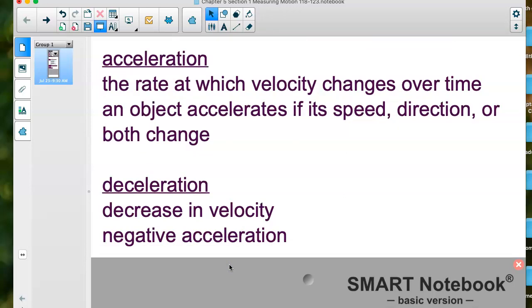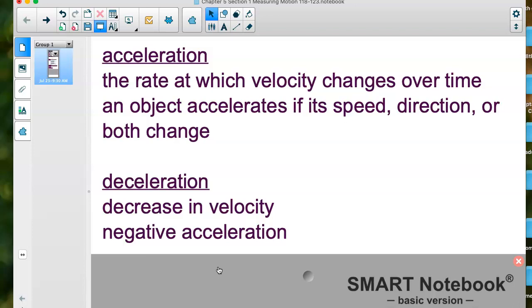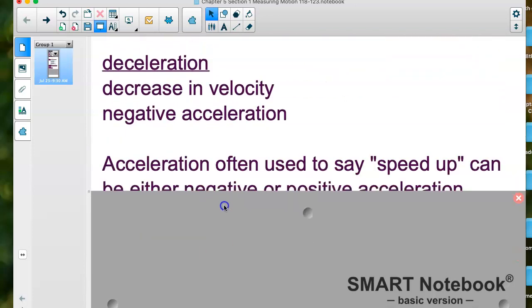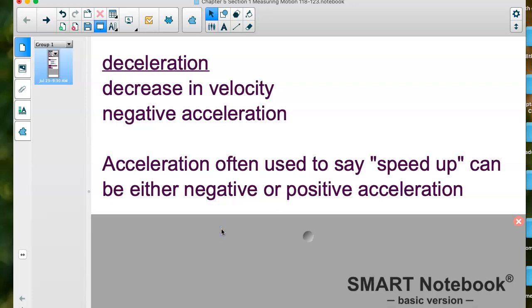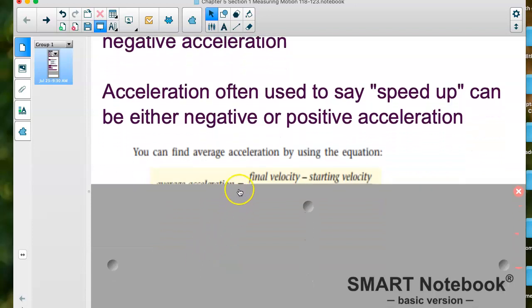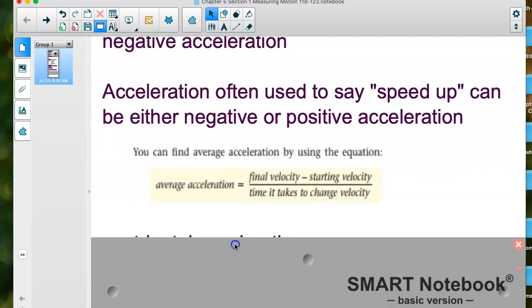So it would be a decrease in speed and velocity, but terms that we might use instead of acceleration would be negative acceleration or a decrease. So if we decelerate, we essentially slow down. Acceleration, like I said, is often used to say speed up, but it can be negative or positive. So be careful. That's a really important thing to remember in science, because in our everyday lives we don't talk about that. Positive acceleration would be obviously an increase in speed.